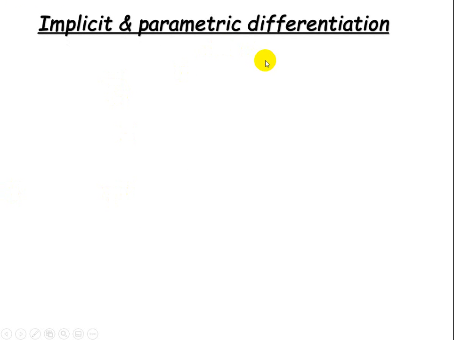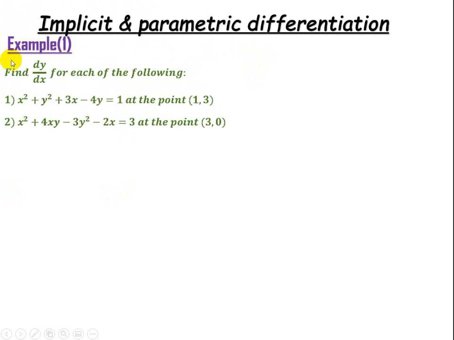Implicit and parametric differentiation. Example number 1. Find dy by dx for each of the following: x squared plus y squared plus 3x minus 4y equals 1 at the point 1 and 3.